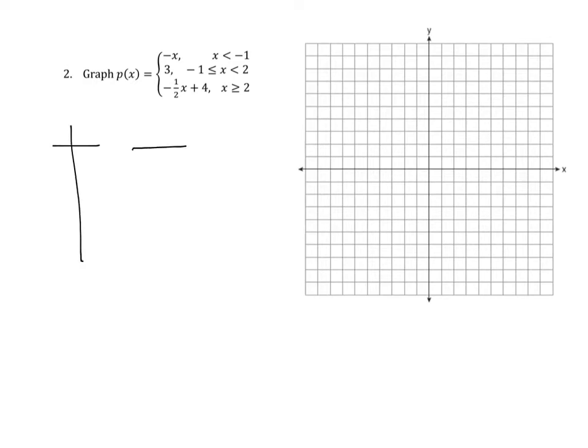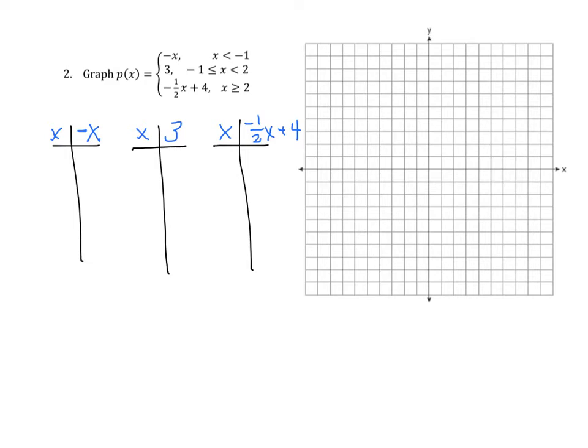1, 2, and 3. Now each of these tables of values has the heading x on the left-hand column, and then I'm going to use each of my 3 different formulas to head up the right-hand y column. So I have negative x for the first one, 3, and negative 1/2 x plus 4. Okay, so those are my different things. Now I'm going to go ahead and write down my intervals.